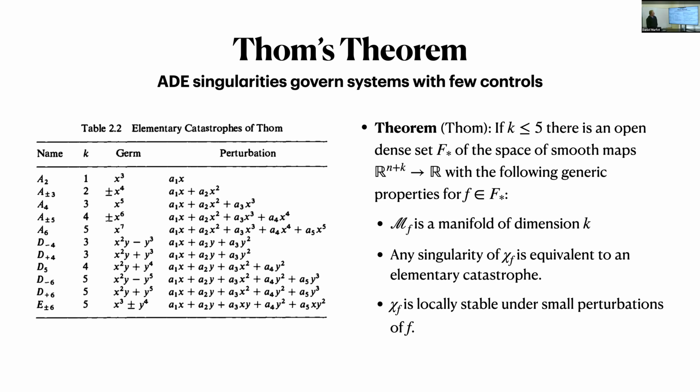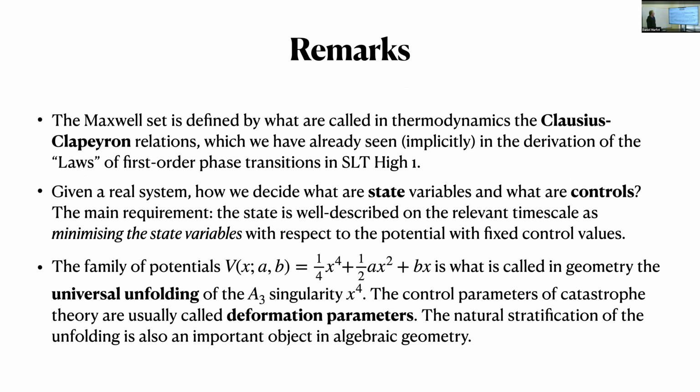Okay, so some final remarks. We actually saw the Maxwell set in SLT high 1 because I solved an equation where I said free energy of something equals free energy of something else, right? And then I derived some equations. So that's solving for the Maxwell set. Solving for the Maxwell set is called the Clausius-Clapeyron relations. So if you want a fancy name for that very elementary technique, that's what it's called.